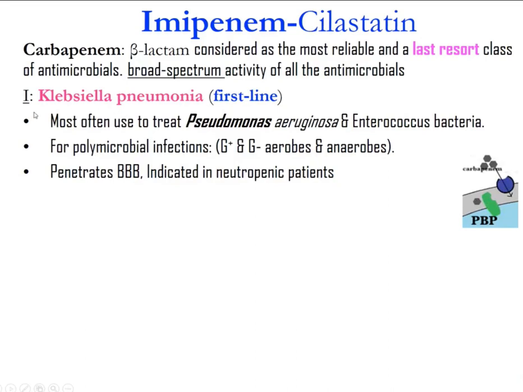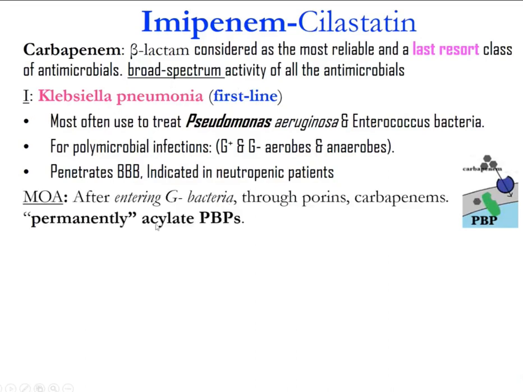Okay. Broad spectrum activities there. Klebsiella pneumonia coverage, first line. It can cover all this, you can read all this. How does this drug work? It inhibits the penicillin binding protein. Look at it. After entering, it is a gram-negative, so it can pass through the pores. Carbapenems can permanently acetylate penicillin binding protein.